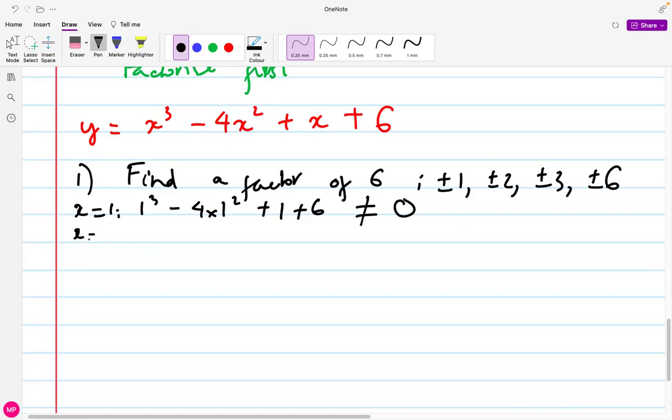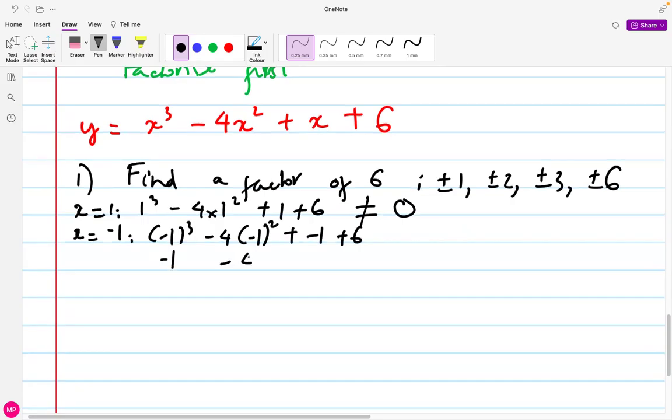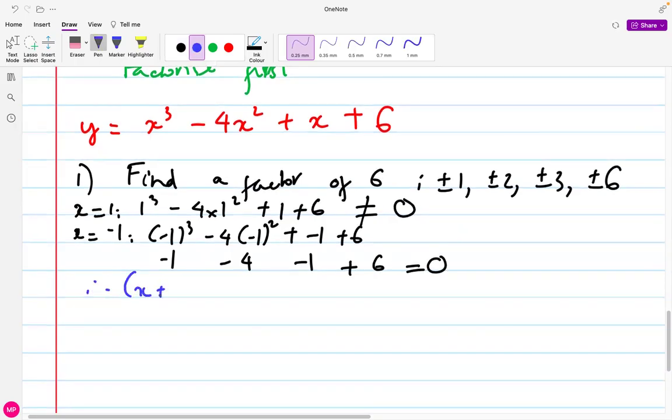If you try negative 1, negative 1 cubed minus 4 times negative 1 squared plus negative 1 plus 6. So you have -1 minus 4 minus 1 plus 6. This one gives you 0. So therefore, you would say x plus 1 is a factor.